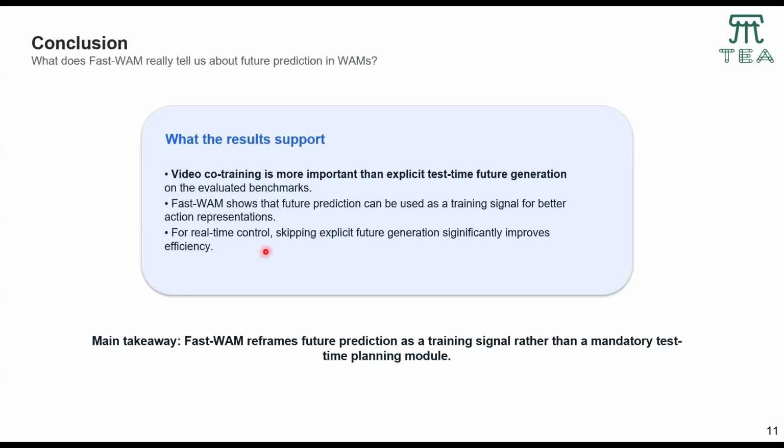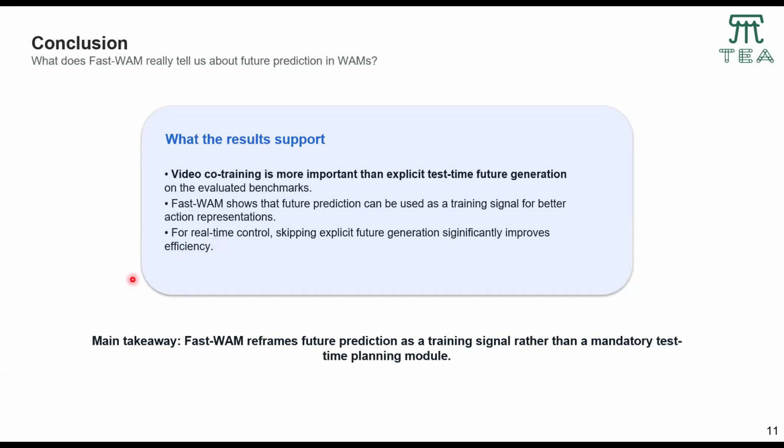And the third is skipping explicit future observation can improve the efficiency. This is especially important for real-world robot control, where the latency directly affects the execution process.